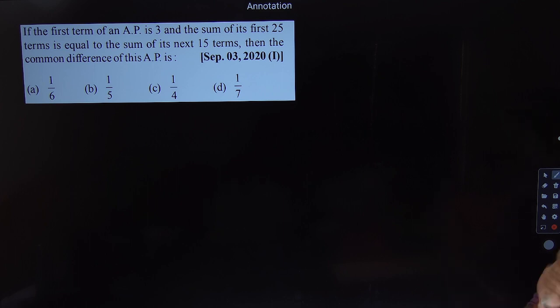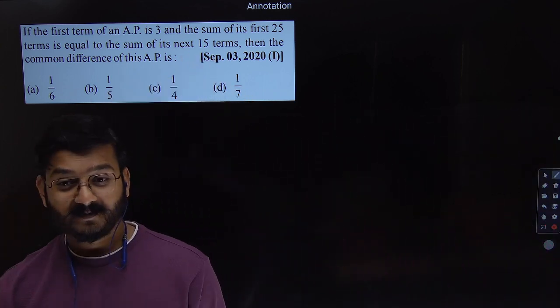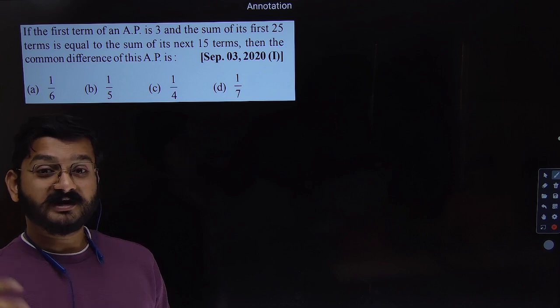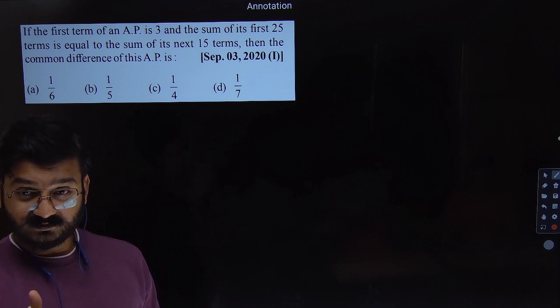When we write the formula Sn, that is the sum of how many terms? Sum of n terms or sum of first n terms? First n terms. This word is very important. That's what is important here. Sn is not the sum of any number of terms. It is the sum of first n terms.